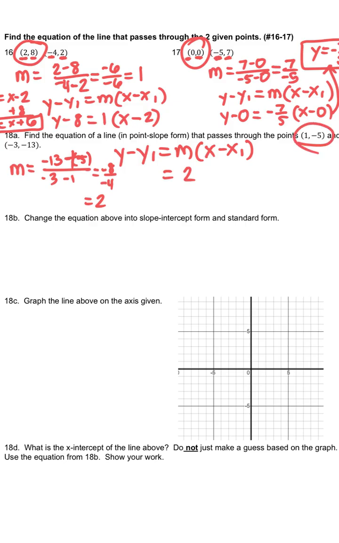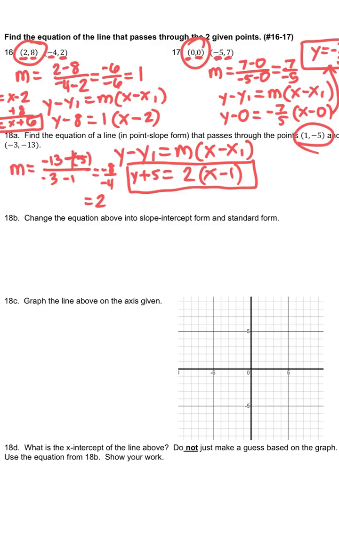I'm going to use this first point, 1 and negative 5. So I have y minus 5. That becomes a plus times x minus 1. And the question told us to leave it in point slope form. Therefore, this is our answer. So y plus 5 equals 2 times x minus 1. And again, you can use this other point if you want as well. I just chose that first point.